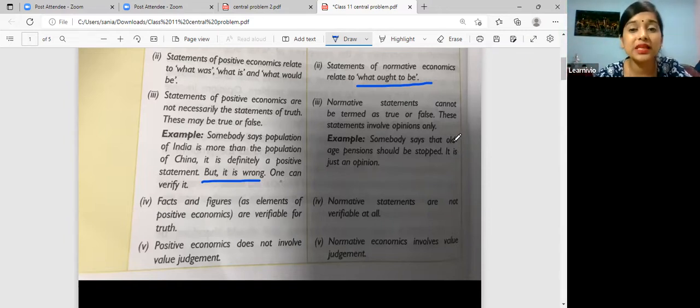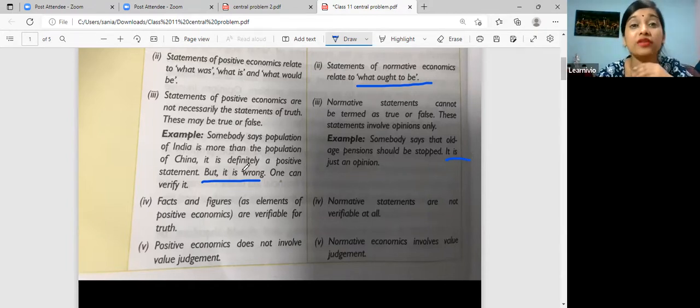But somebody says that old age pension should be stopped. Old age pension is basically the pension that old people get. Like, the government provides pensions to old age people. So somebody told you the government should not provide old age pension to the old people. It was just a suggestion. So it is just an opinion. So you cannot say that this is true or this is false.